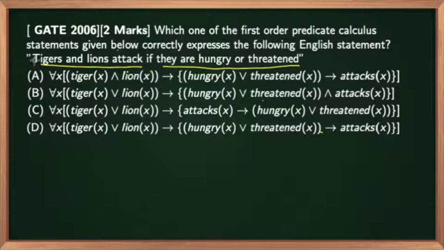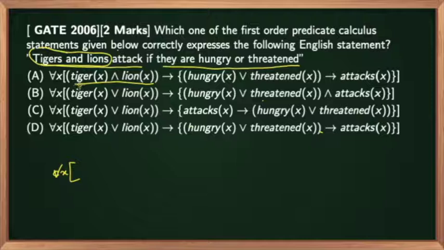Right. So what it means is all tigers and lions attack if they are hungry or threatened. So it should start with for all x. Okay. So the meaning is all tigers and lions attack if they are hungry or threatened. Now inside this, if you see tiger of x and lion of x, so that actually corresponds to the literal meaning of this statement, right?